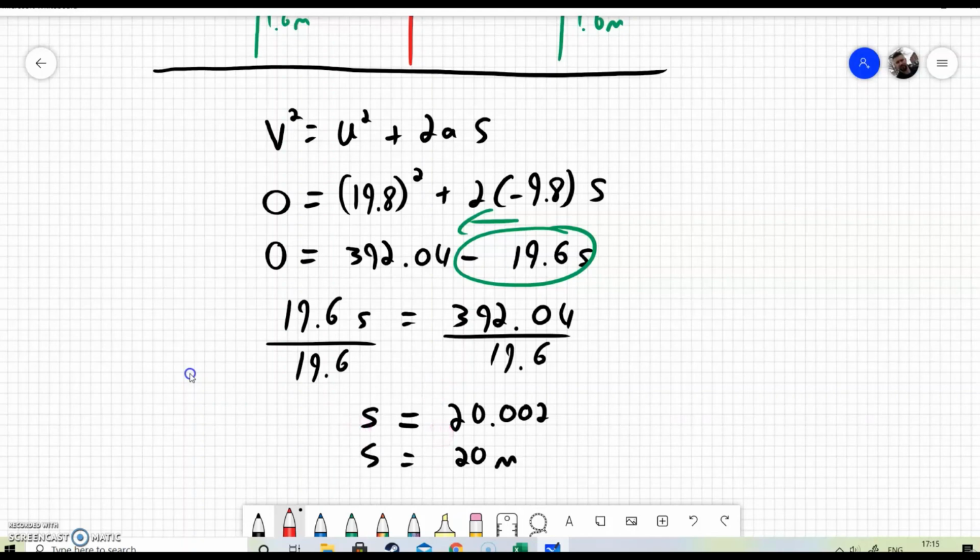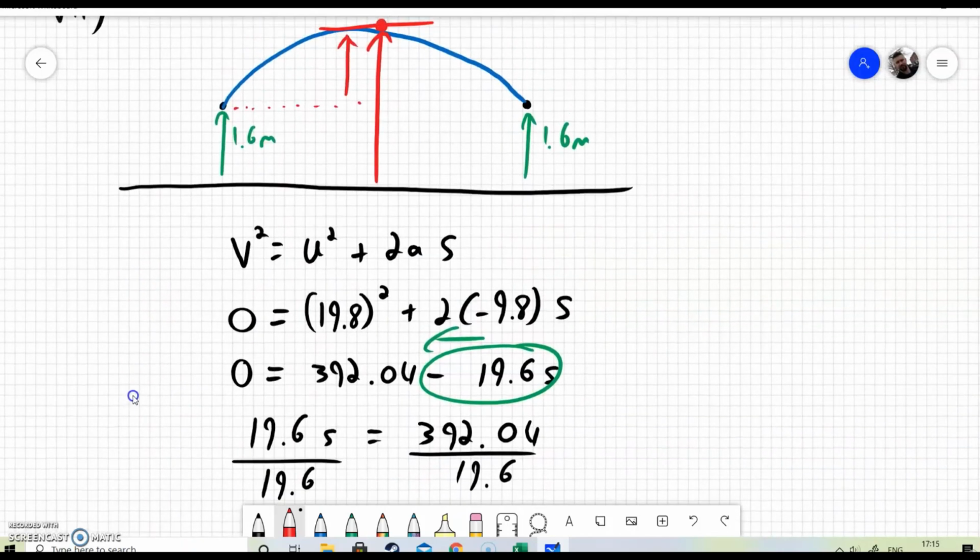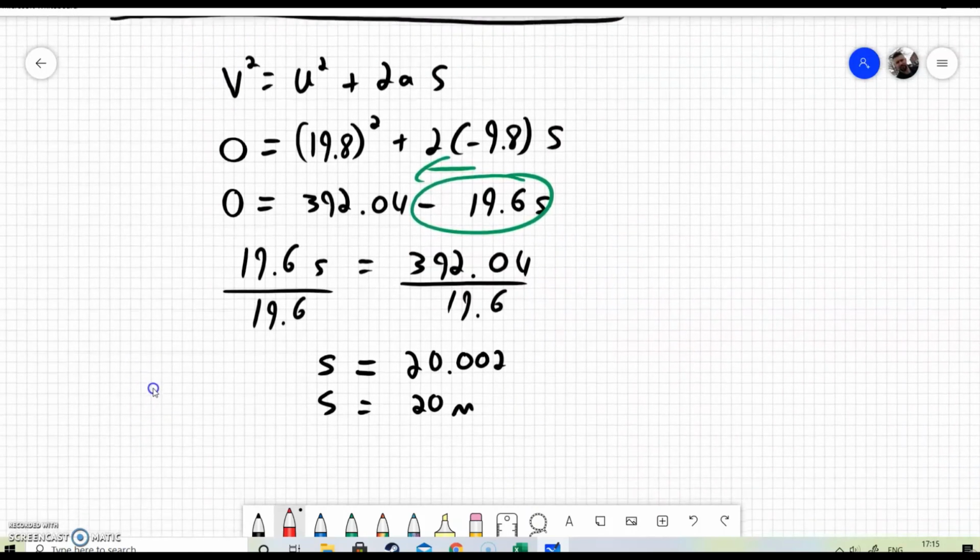What that has now told me, guys, is that when I move back up the top here, this little arrow here represents 20 meters. But we have to remember that was thrown out of the person's hand from 1.6 meters in the air. So I just have to then add on the actual 1.6 meters. If I add 1.6 meters, that's going to give me 21.6 meters, and that is my S total.